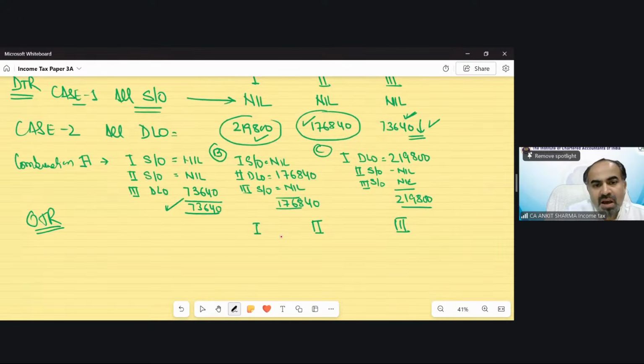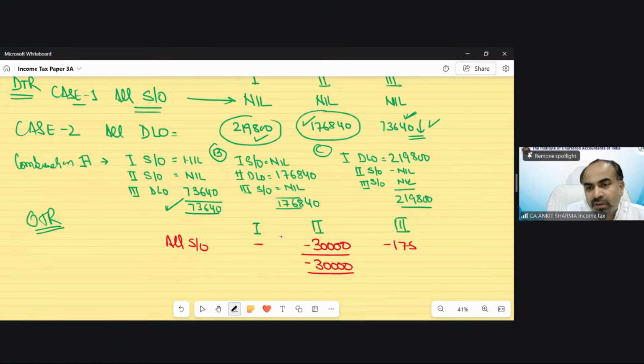If properties are self-occupied, then there was no interest, it will remain the same. This would be 30,000 loss. Because for repair purposes, the maximum loss you can claim is 30,000. And that was 1,75,000 for purchase and construction. So the maximum 175 is allowed.